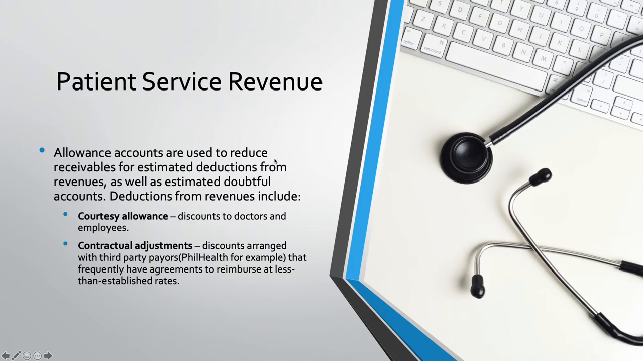Patient service revenue allowance accounts are used to reduce receivables for estimated deductions from revenues as well as estimated doubtful accounts. Deductions from revenues include courtesy allowance, discounts to doctors and employees, which could be part of the benefits of working in a hospital, and then contractual adjustments, discounts arranged with third-party payers like PhilHealth, for example, that frequently have agreements to reimburse at less than established rates. Okay, so ayan, sama yan sa mga madideduct.